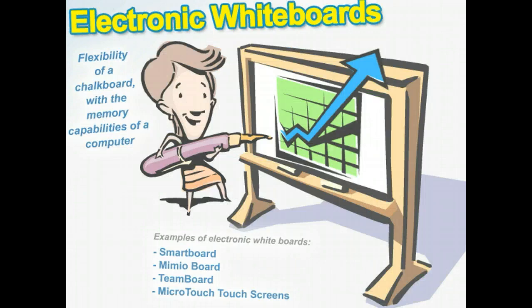Most classrooms have chalkboards or whiteboards, but not all have electronic whiteboards. Electronic whiteboards allow you or your students the flexibility of drawing on a chalkboard with the memory capabilities of a computer. This tool makes it easy for students to draw graphs or charts that would be difficult for them to create on a computer, but unlike a chalkboard drawing, the results can be saved.